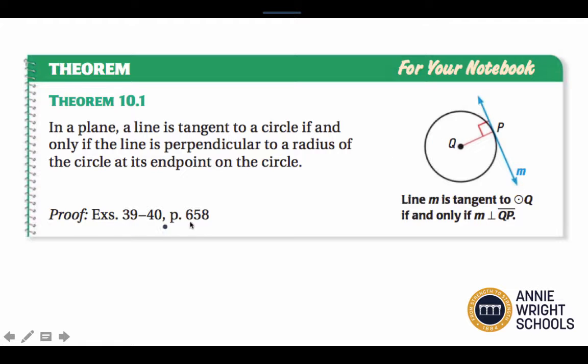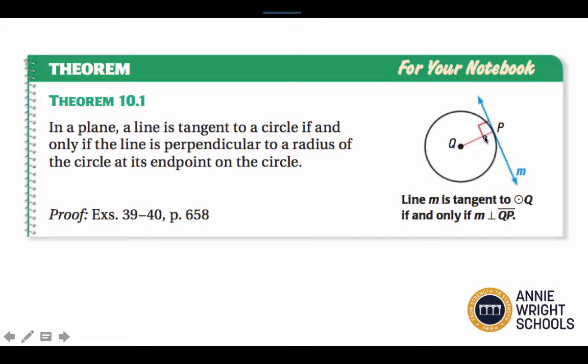Interesting proof. You actually have to prove it both ways because it's an if and only if, and it's a proof by contradiction. You assume it's not perpendicular, and when you assume it's not perpendicular, you get yourself into a contradiction of something we know to be true. So you can prove that this is a right angle. And then what ends up happening is you get all sorts of cool right triangle problems when we have this right angle in here.